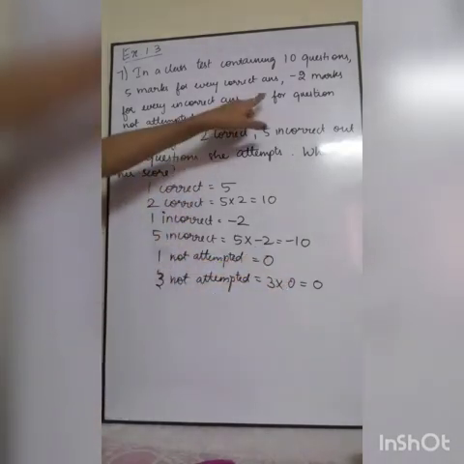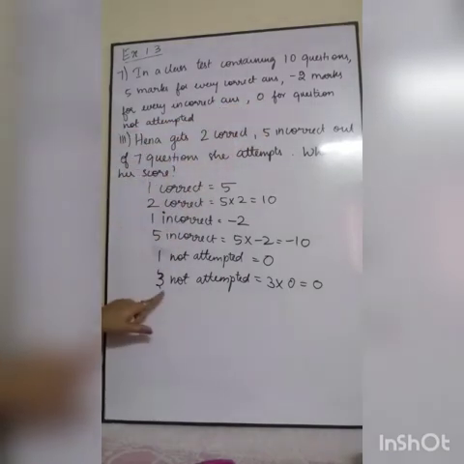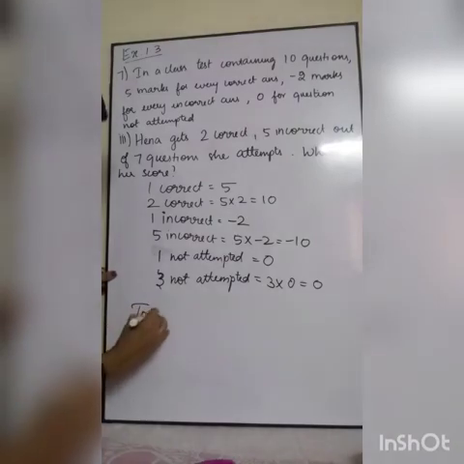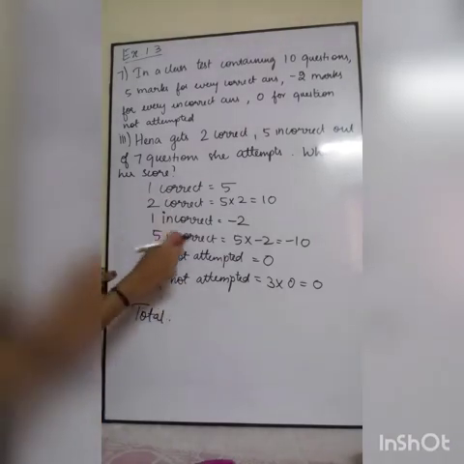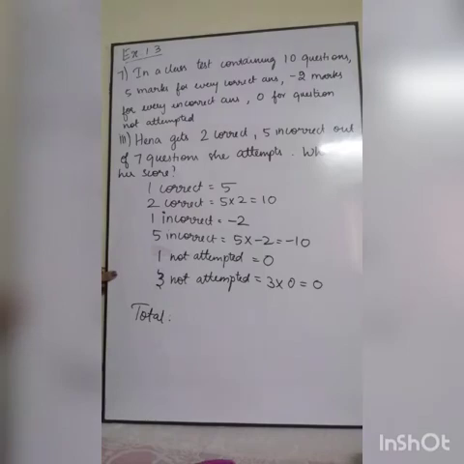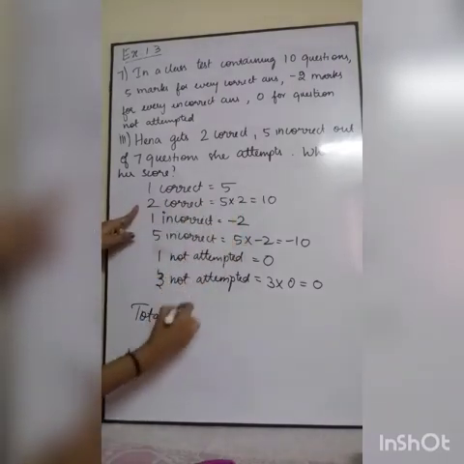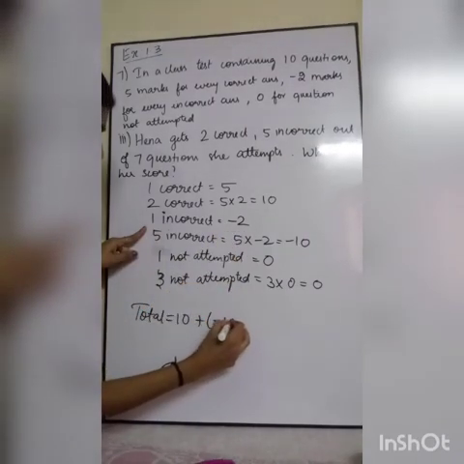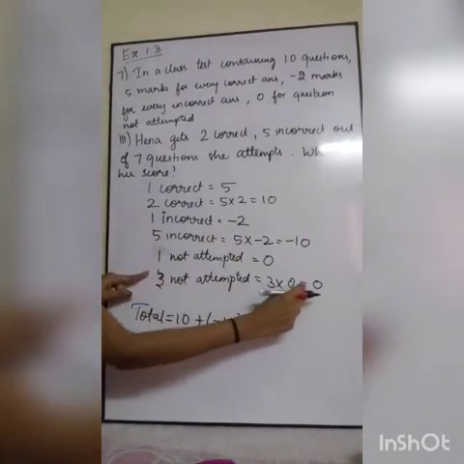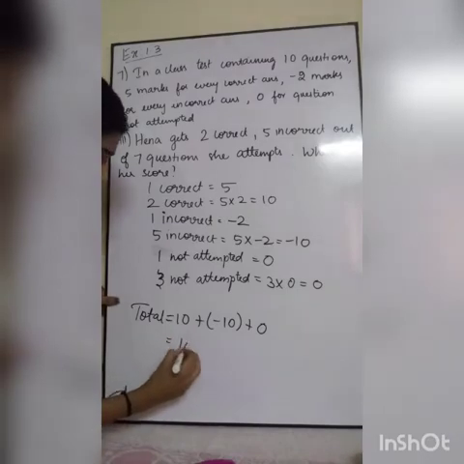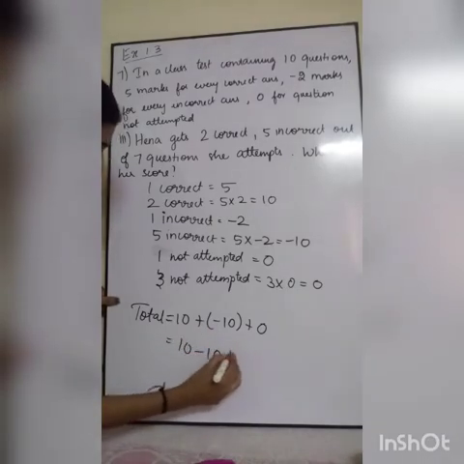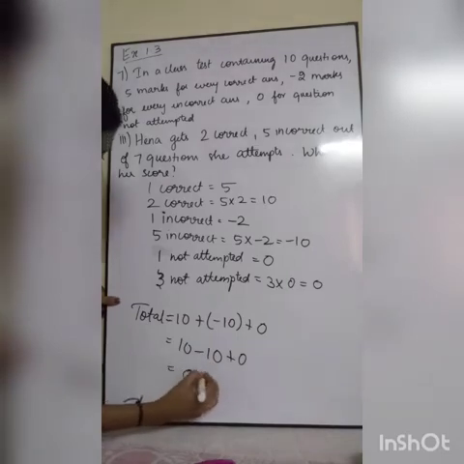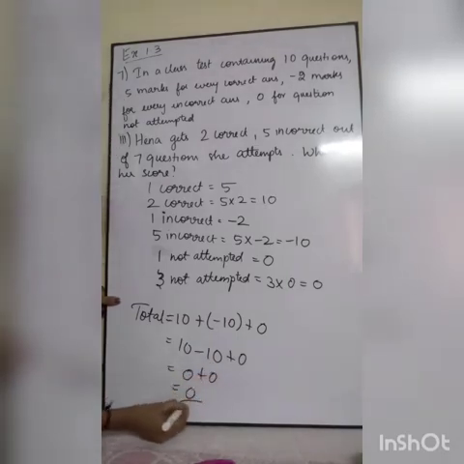If you didn't attempt one question, 0 marks. Then for 3 questions, 3 into 0, 0 marks. So for finding the total score, I told you to add everything: correct, incorrect, not attempted. What is the correct score? 10. What is your incorrect score? Minus 10. What is your not attempted score? 0. Now 10 plus minus 10 plus 0. 10 minus 10 is 0, plus 0, which is equal to 0.